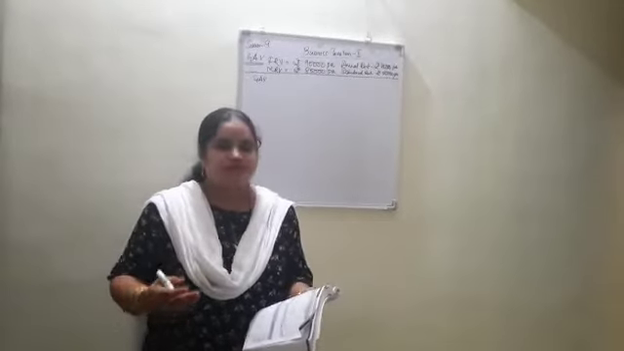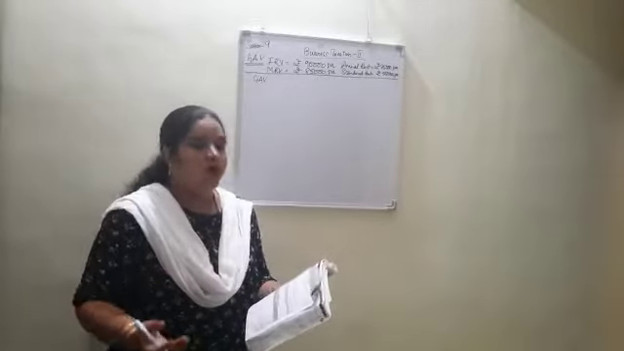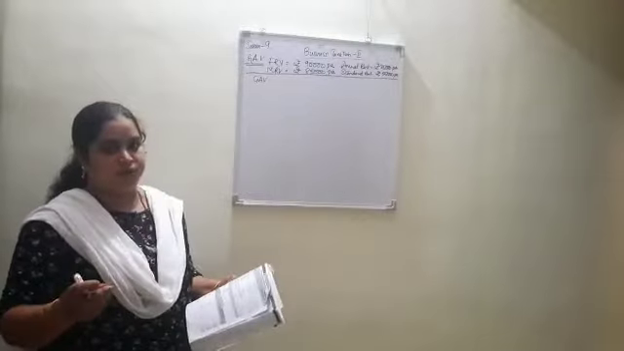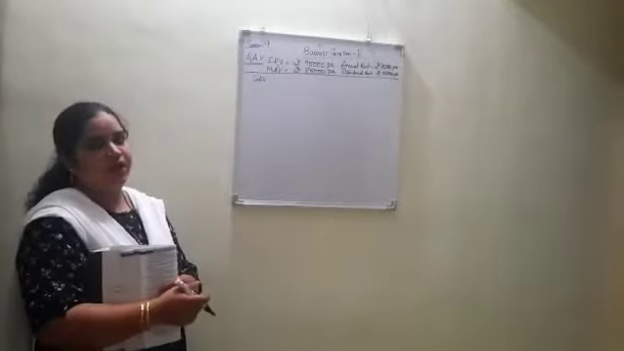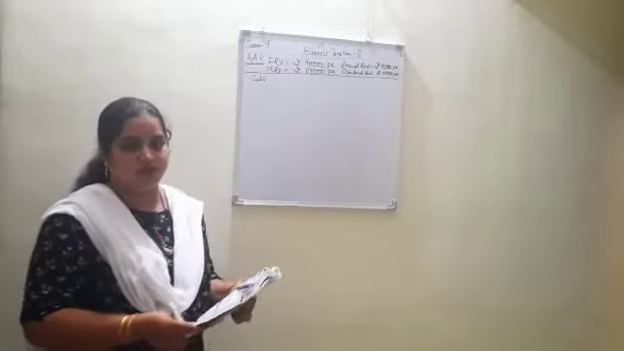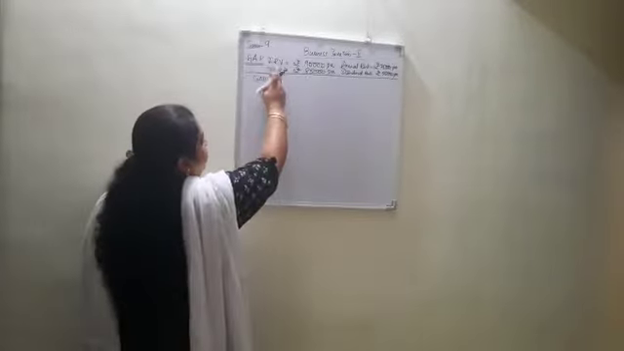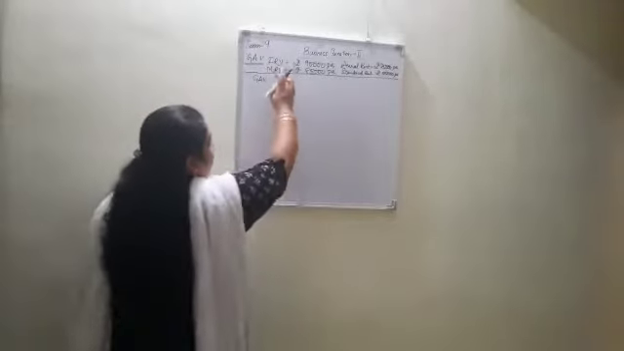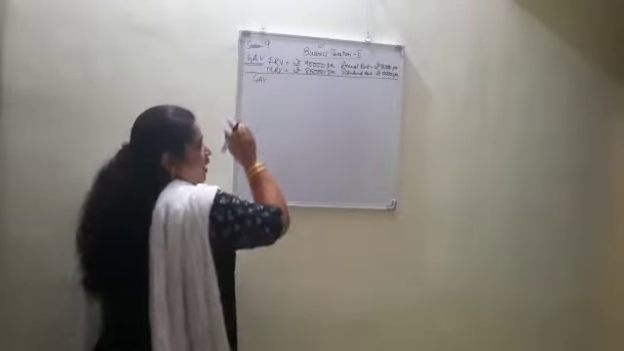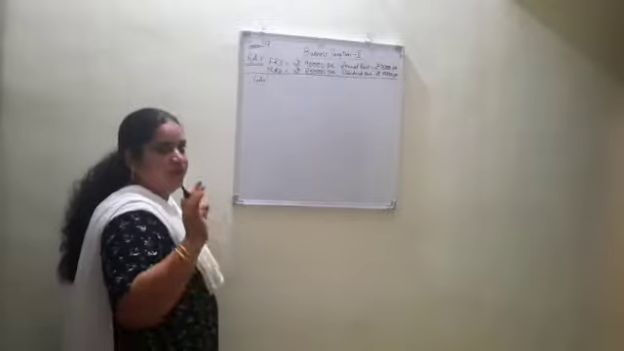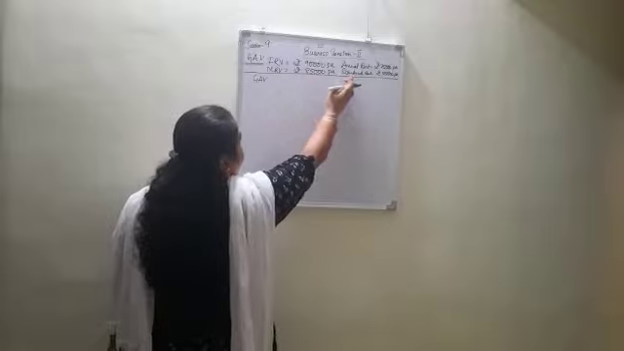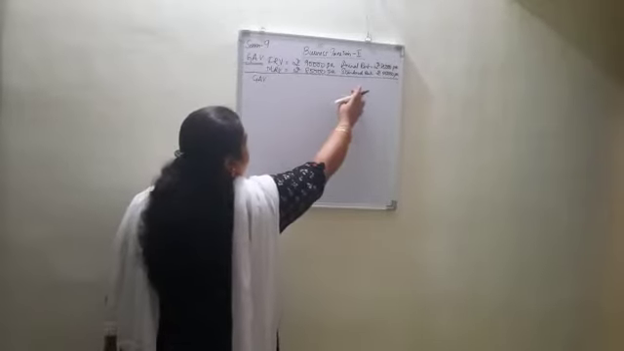The problem is: calculate the gross annual value of Mr. X, who is a resident of India, and the values are given as follows. There are 4 values given in the problem. In order to arrive at the gross annual value, these 4 pieces of information are very important. What are those? The fair rental value, the annual rent, the municipal rental value, and the standard rent.